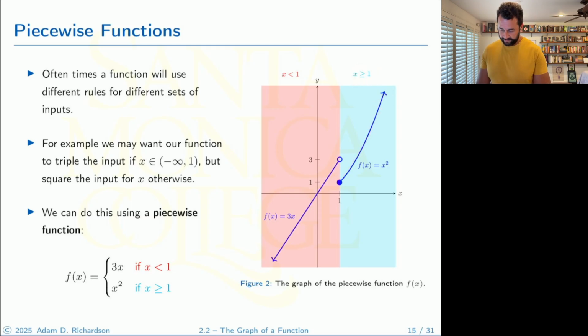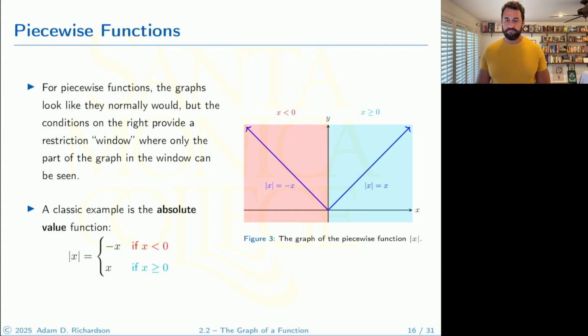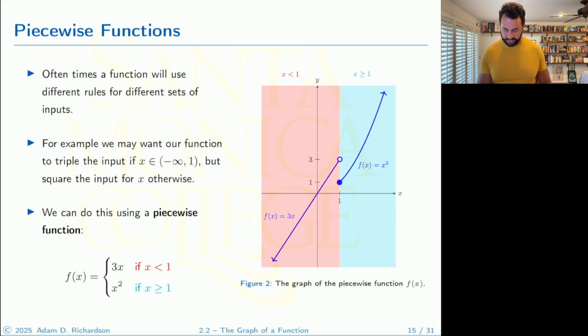Basically the idea is this. If you've got piecewise functions, the graphs look like they normally would, but the conditions given over here provide a restriction window, where only the part of the graph in the window can be seen. So if you wanted to graph this, just graph the line 3x, but then only show the line in the red window.